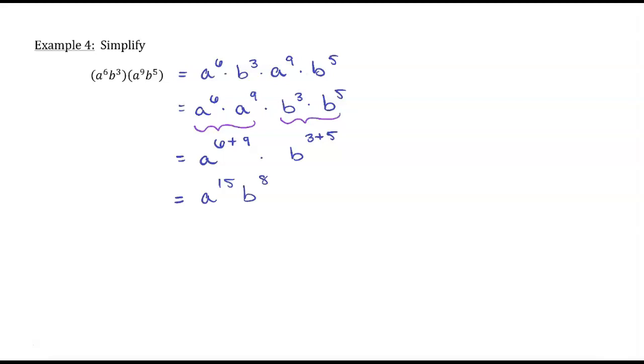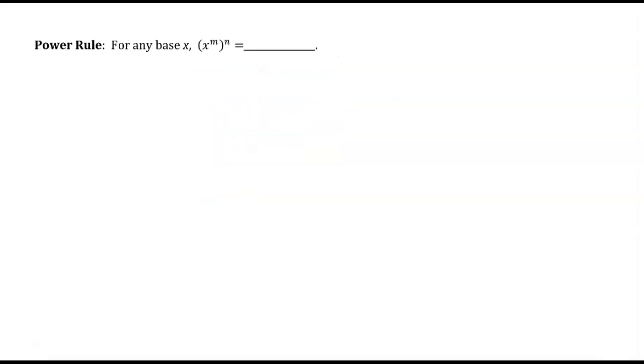Now let's take a look at another rule. According to the power rule, we know that for any base x, if we have x raised to an exponent of m, and then that's raised to an exponent of n, this is equal to x raised to the m times n. Let's take a look at why this works.